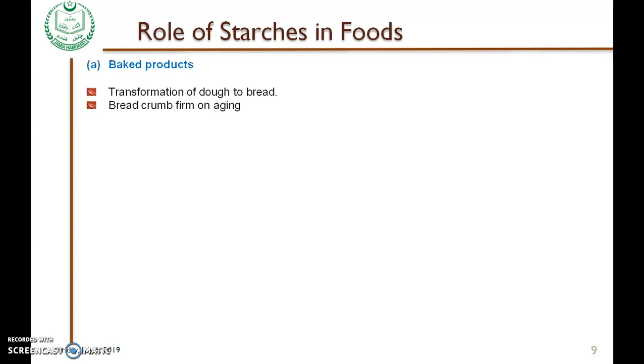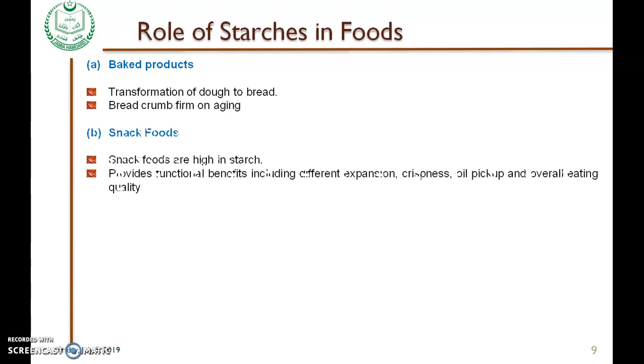So first we'll come to baked products. It is the transformation of a dough to bread. Then bread firming on aging. If you have noticed, whenever bread is left for some days, there is a firming of the bread slices. This is mainly due to the retrogradation of the starches present in your bread. Snack foods are high in starch and provide functional benefits including expansion, crispiness, oil pickup, and overall eating quality of the product. That depends on the starch that is present in the snack food.